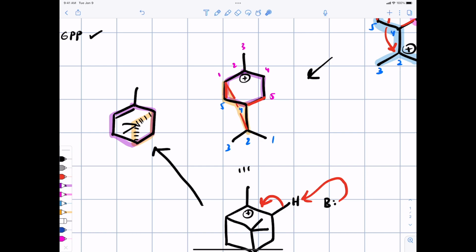If you want to ask why nature chose that, it makes a lot of sense because it gives you some selectivity in all those pi bond additions. Okay, what else?